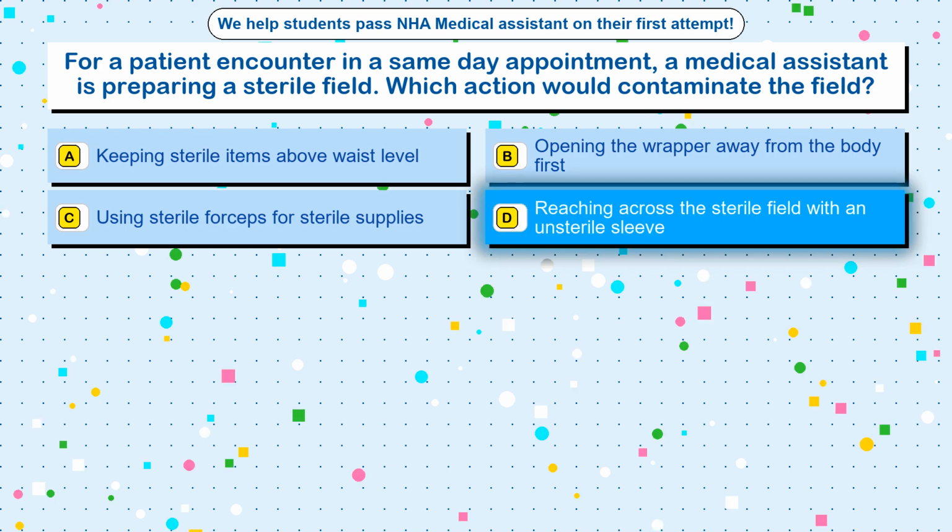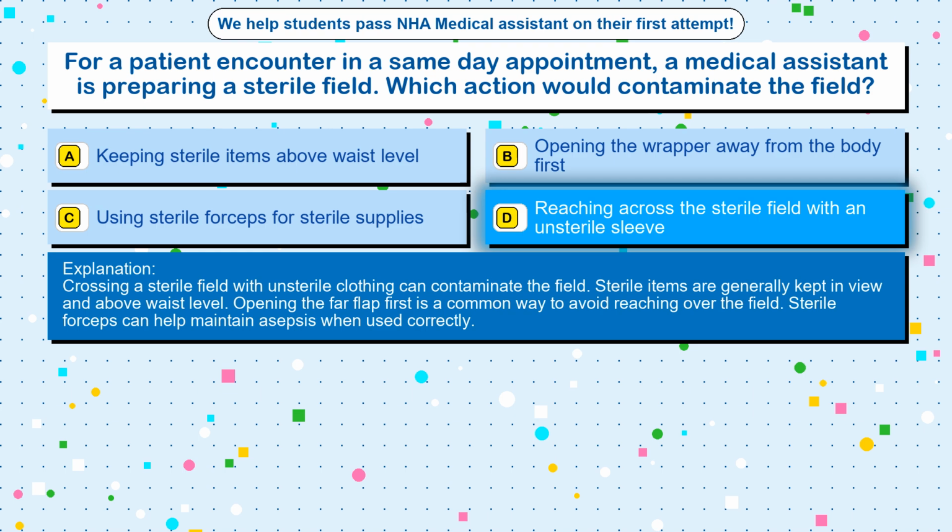The correct answer is option D. Reaching across the sterile field with an unsterile sleeve. Crossing a sterile field with unsterile clothing can contaminate the field. Sterile items are generally kept in view and above waist level. Opening the far flap first is a common way to avoid reaching over the field. Sterile forceps can help maintain asepsis when used correctly.